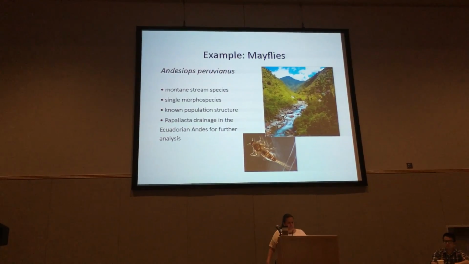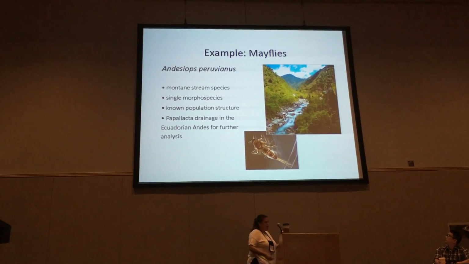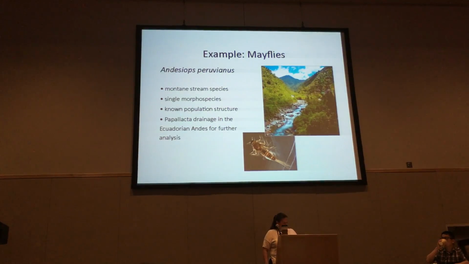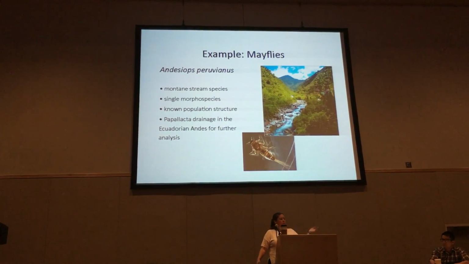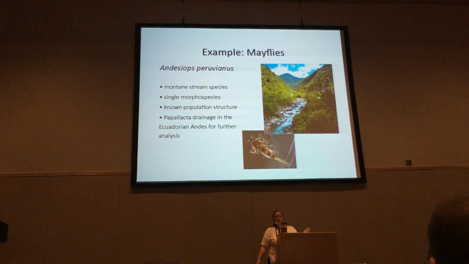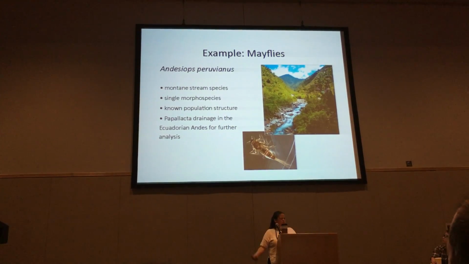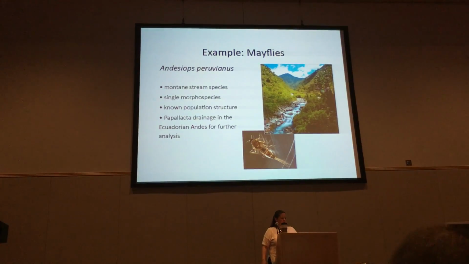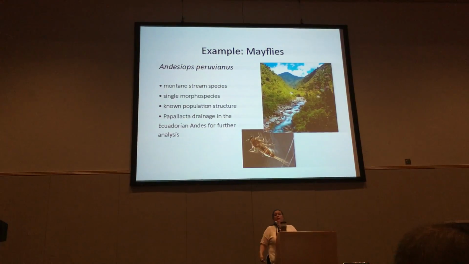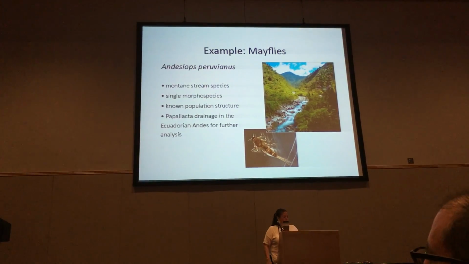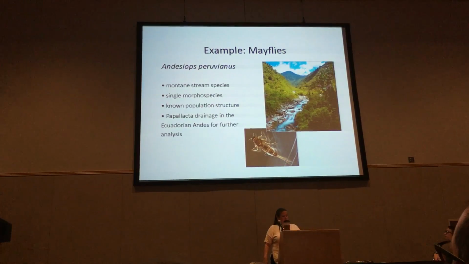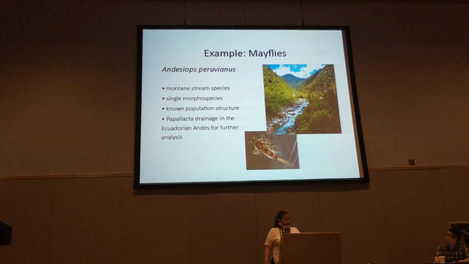Okay, so I used Endesiops, a species complex of mayflies that occurs in montane streams in Ecuador. Streams in mountains are obviously great systems in which to look at differentiation. Mountains themselves, especially in the tropics, offer a relatively large gradient in terms of climatic diversification. We expect some diversification of organisms in those environments. And we know a fair bit about the population structure of this species in this particular case.